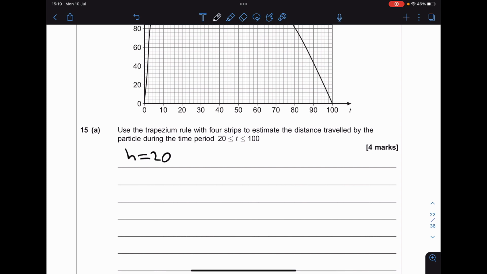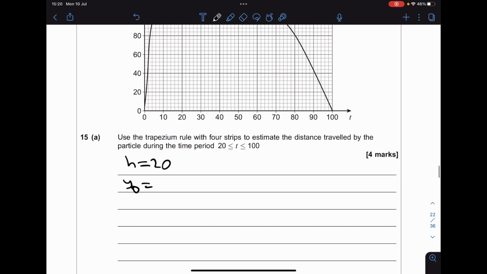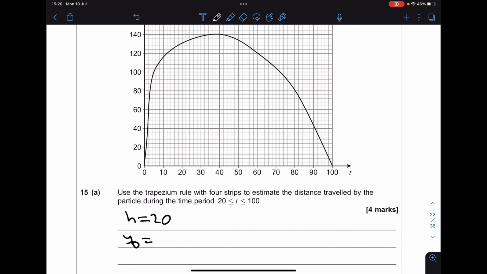Okay, so we need to just literally sub them all in, don't we? So y0 is going to be what? It's initially starting from t is 20. We'll have to look at the graph, which is t is 20. It's going to be about here, isn't it? Which is what? 131.